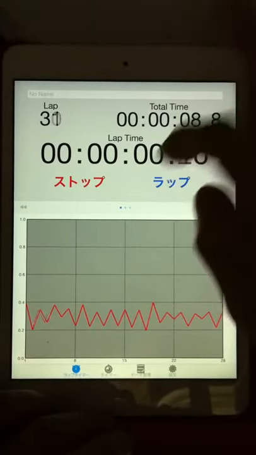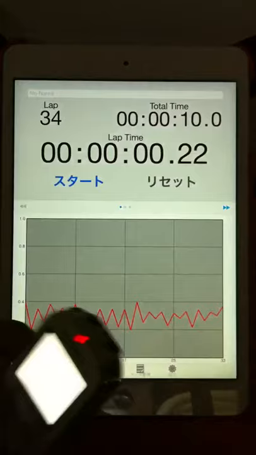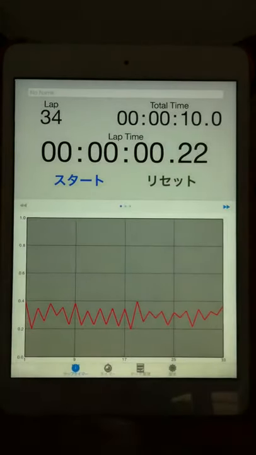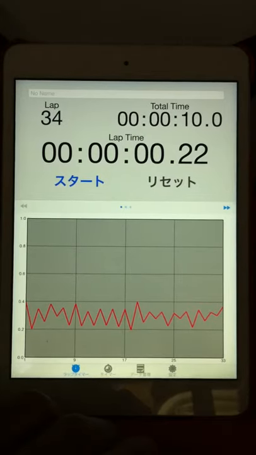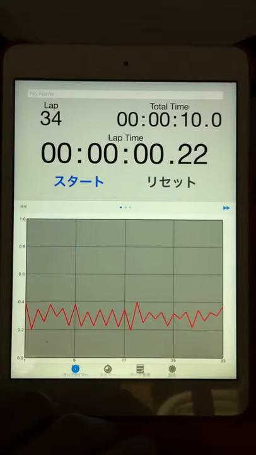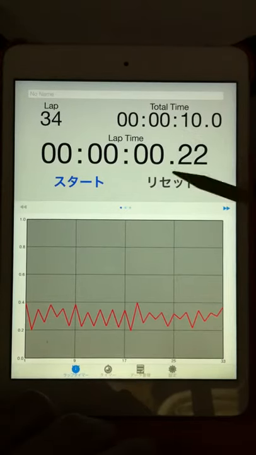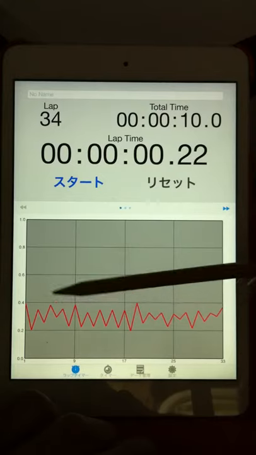1, 2, 3, 4. Today just 10 seconds divided by 3-4 laps, multiply 2, equal 5.9, 0.59 seconds for one beat.